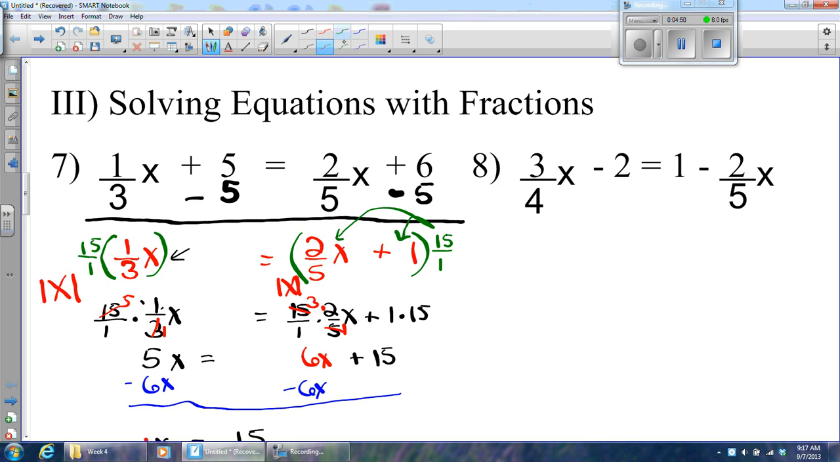Okay, let's go over here to this problem. And this one I will multiply through first. I'm going to multiply both sides by the smallest number that 4 and 5 will divide into. In this case, it's 20.